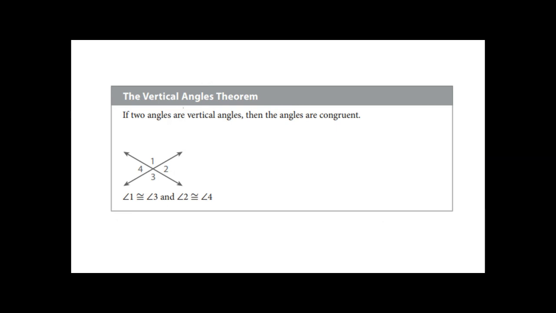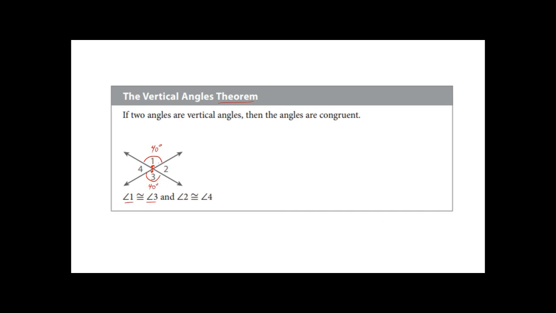All right, moving on. Vertical angles theorem. If two angles are vertical angles, then the angles are congruent. Good to note. So remember when I said vertical angles are basically the angles right across from each other on the intersection? So angle 1 will be a vertical angle to angle 3. Now, fun fact, the theorem basically just says angle 1 is going to be congruent to angle 3. So if angle 1 was 40 degrees, angle 3 would be 40 degrees.